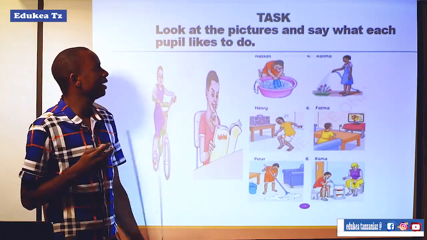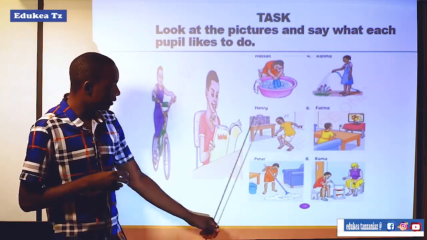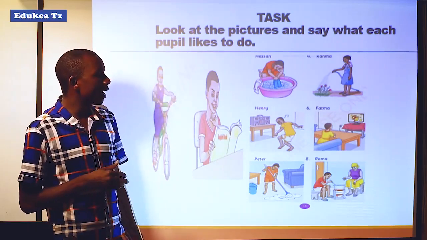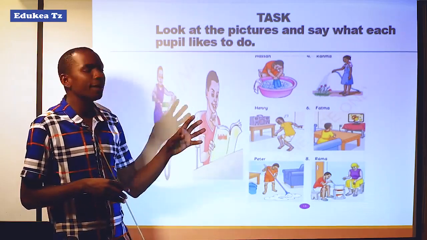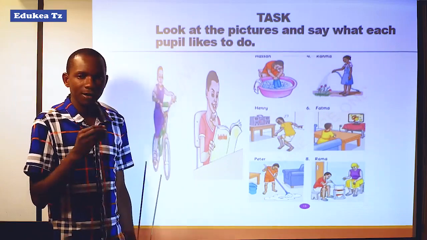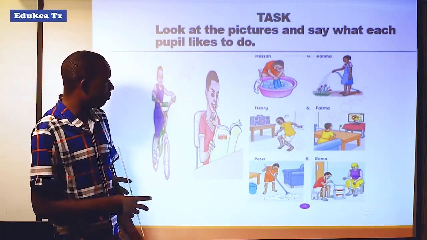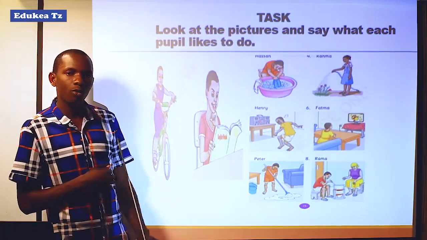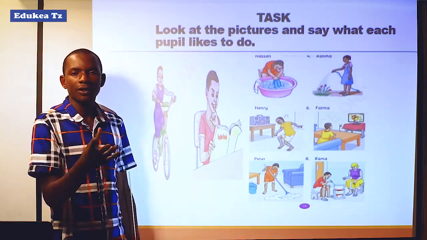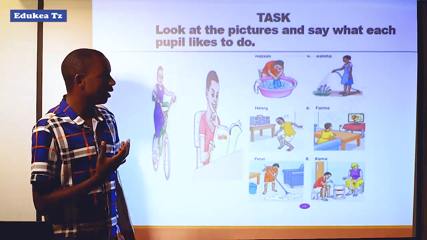Here there is a task. Look at the pictures and say what each pupil likes to do. These are several pictures, and every pupil here does something that he or she likes. You are supposed to tell us, and I want to take one picture as an example. Here he is Salome. He likes reading fiction stories or fiction books, but you are supposed to observe the other pictures.